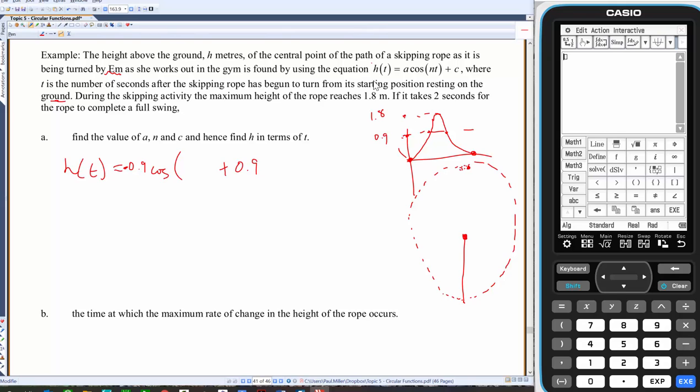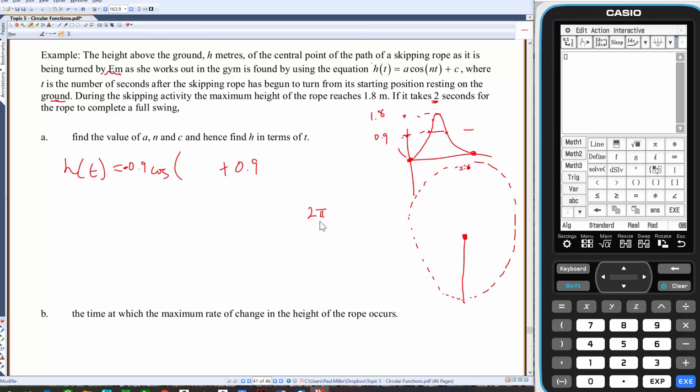And what's our n value? We want it to repeat every 2 seconds. It's a fairly long skip. Oh, she's pretty slow. I mean, this is 2 seconds. 1, 2. Maybe that's quick. I don't know. Anyway, I'm not disputing the question.